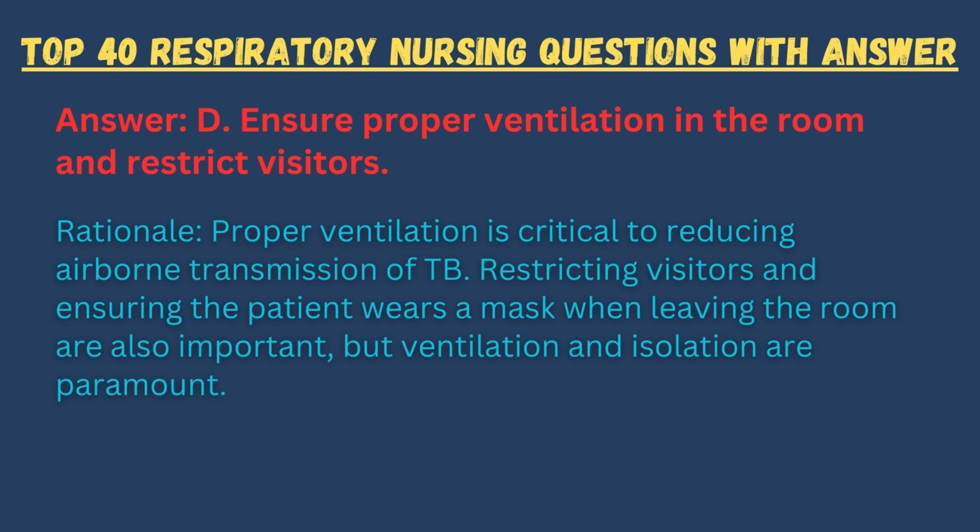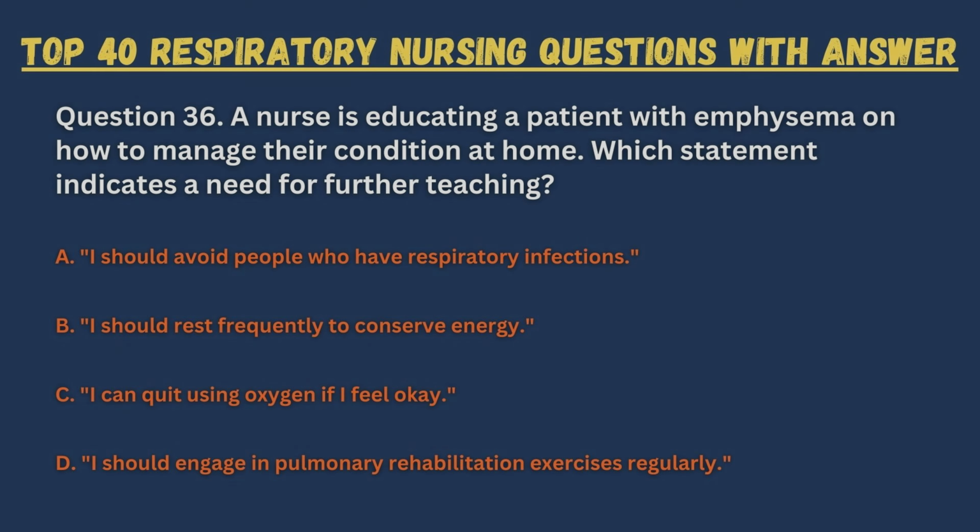Answer: D. Ensure proper ventilation in the room and restrict visitors. Rationale: proper ventilation is critical to reducing airborne transmission of TB. Restricting visitors and ensuring the patient wears a mask when leaving the room are also important, but ventilation and isolation are paramount.